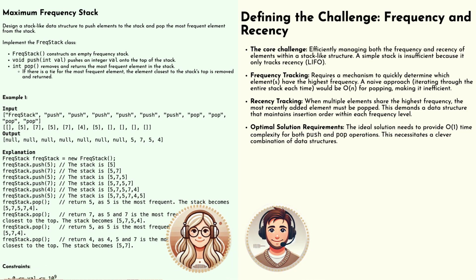That's where the second part of the challenge comes in. If there's a tie in frequency, we need to prioritize the element that was added most recently. Right. So in this case, the second pop would return 7, even though it has the same frequency as the remaining 5. Ooh, I see. So it's like a double-layered prioritization. Exactly. Frequency first and then recency if we have a tie. Precisely. It's all about finding the perfect balance between how often an element appears and how recently it was added.